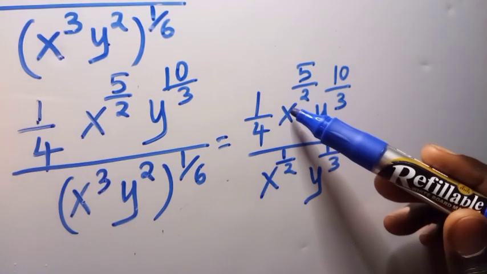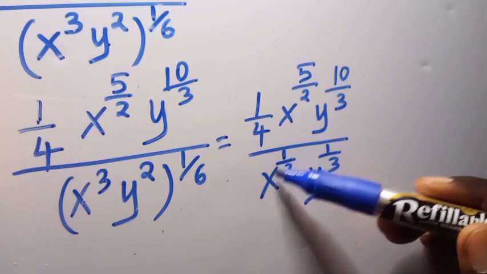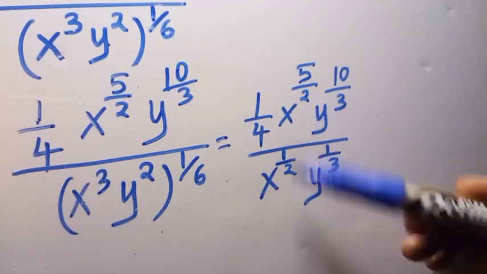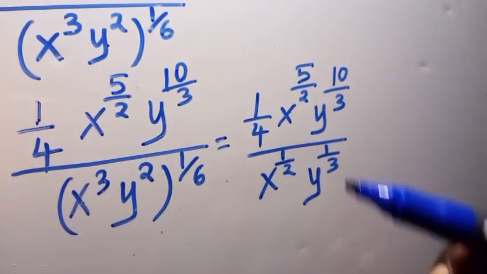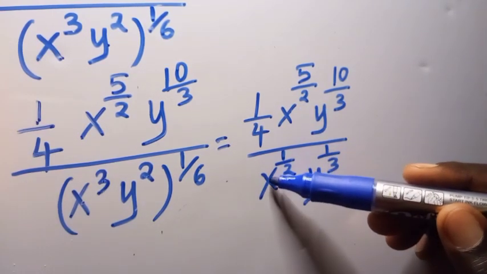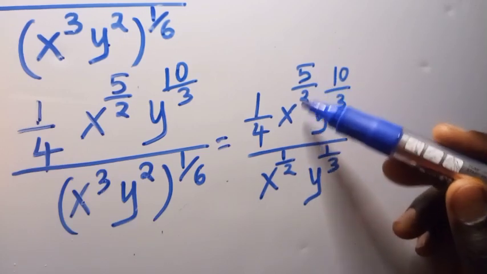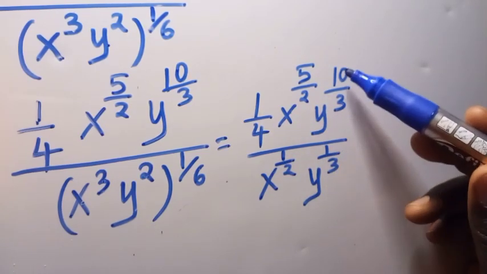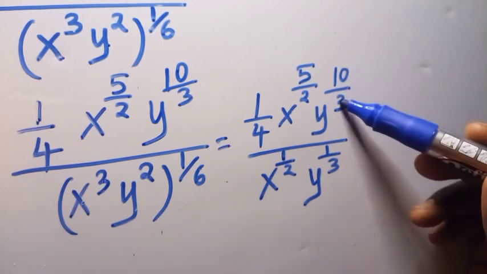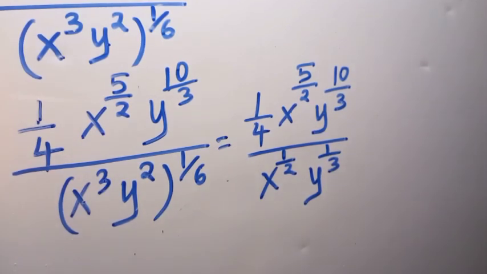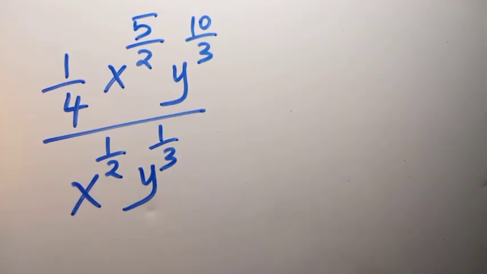That is the like terms. This is x and this is x, this is y and this is y. Now, since this is division and multiplication, then we can just say directly x divided by x. That is x raised to 5 over 2 divided by x raised to a half. Then times y raised to 10 over 3 divided by y raised to a third. Now let us proceed to simplify.